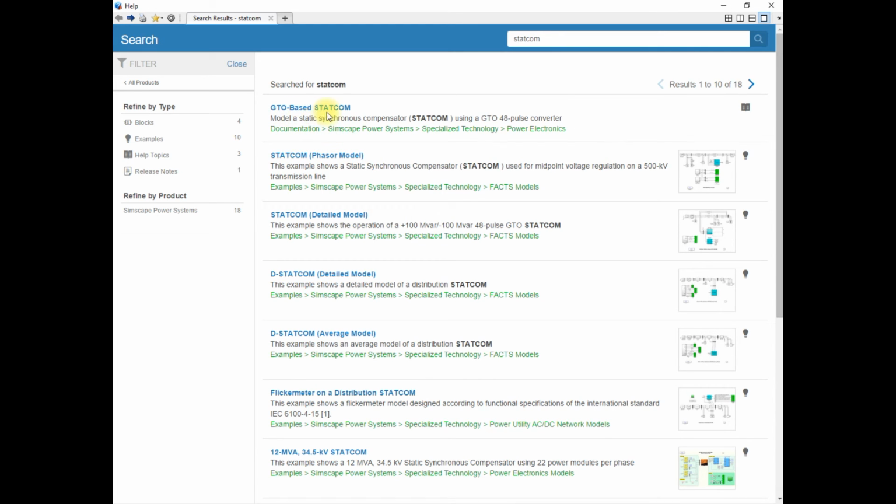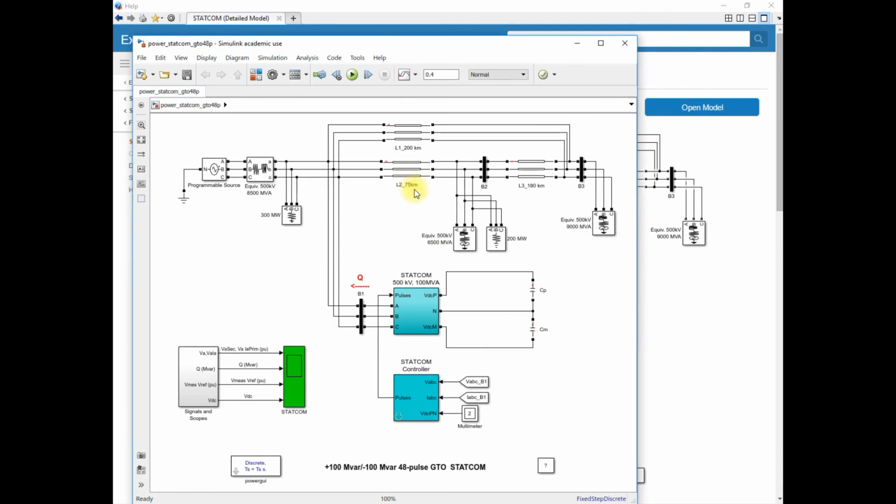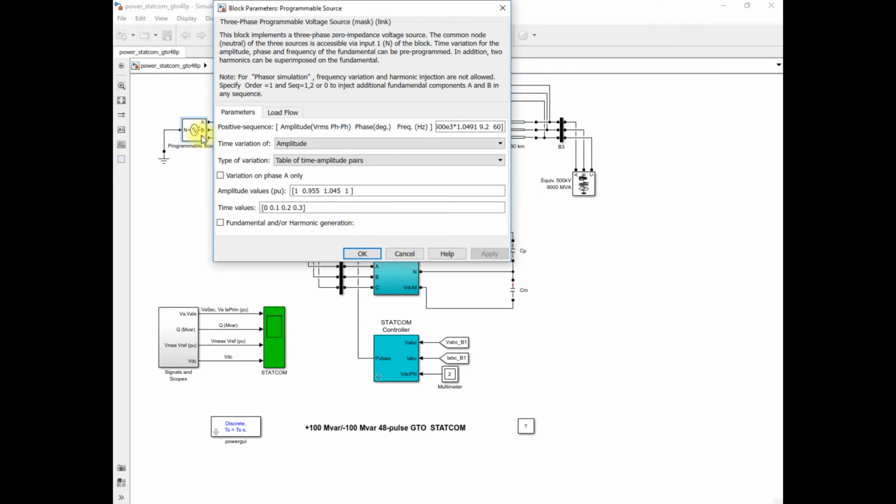So first is a GTO based STATCOM available. Second, we have right now seen this STATCOM phasor model, and the third one is the STATCOM detail model. So open this detail model and click on open model. So you can find the Matlab simulation of this detail model of the STATCOM. Now, the same as the SVC, here the programmable voltage source is programmed to create the voltage sag or voltage swell condition.